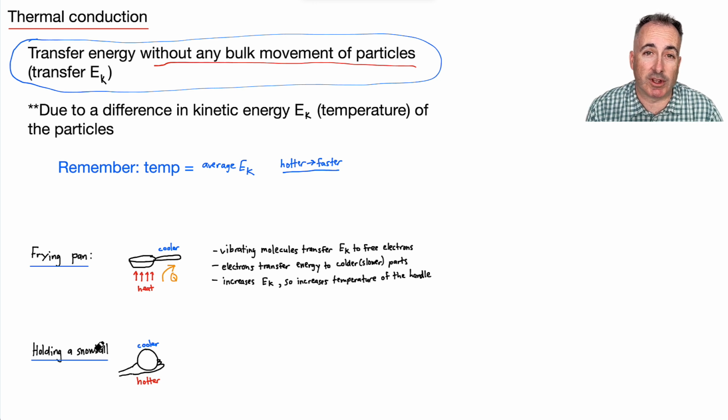Same thing if I'm holding a snowball, for example. My hand is hotter and this snowball is cooler. Of course, what's going to happen is thermal energy is going to go up this way. So Q is going to go up and melt the snowball.